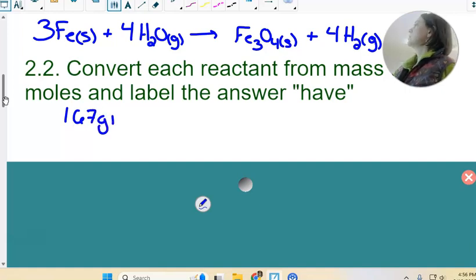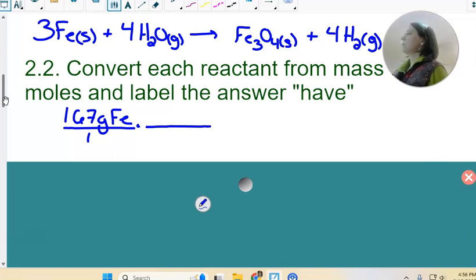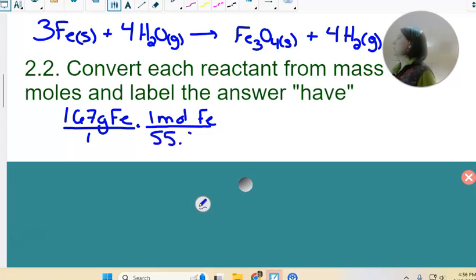167 grams of iron over 1. And to go from mass to moles, I'm going to need the molar mass of iron, which is on the periodic table. So in 1 mole of iron, it has a mass of, hopefully you wrote it down, 55.85 grams of iron. So my grams iron cancels with my grams iron. I'm left with moles iron.